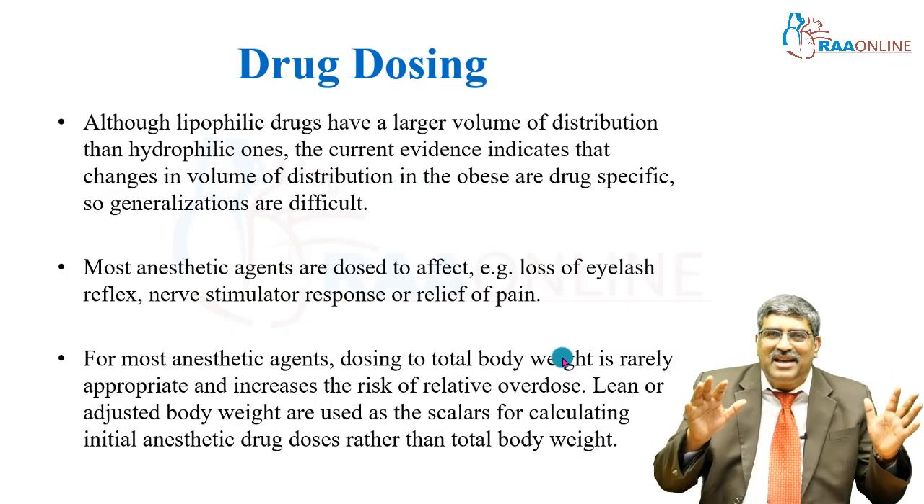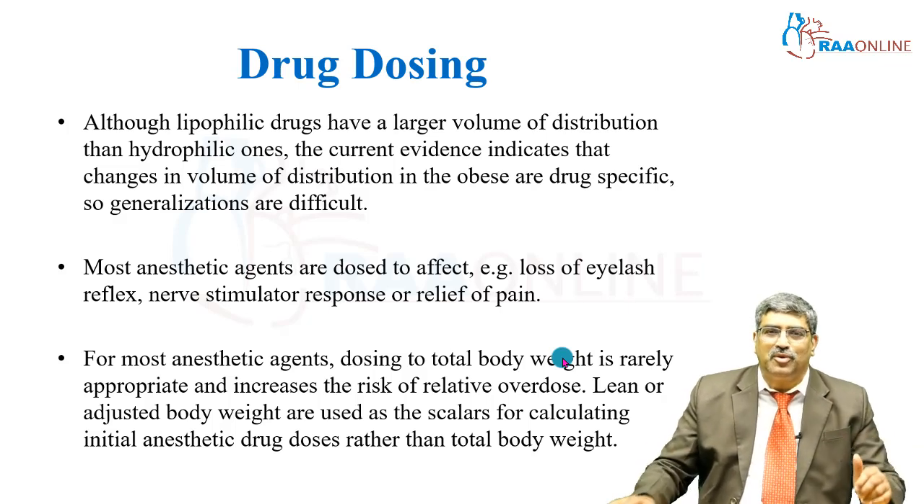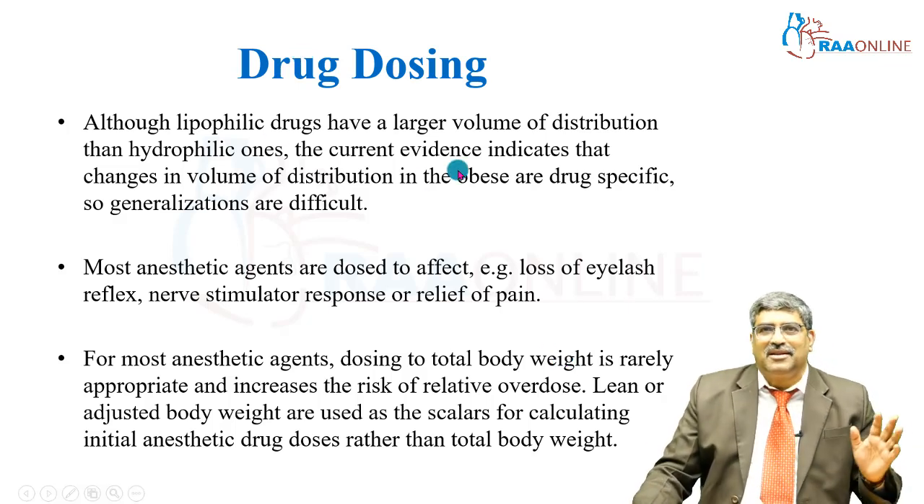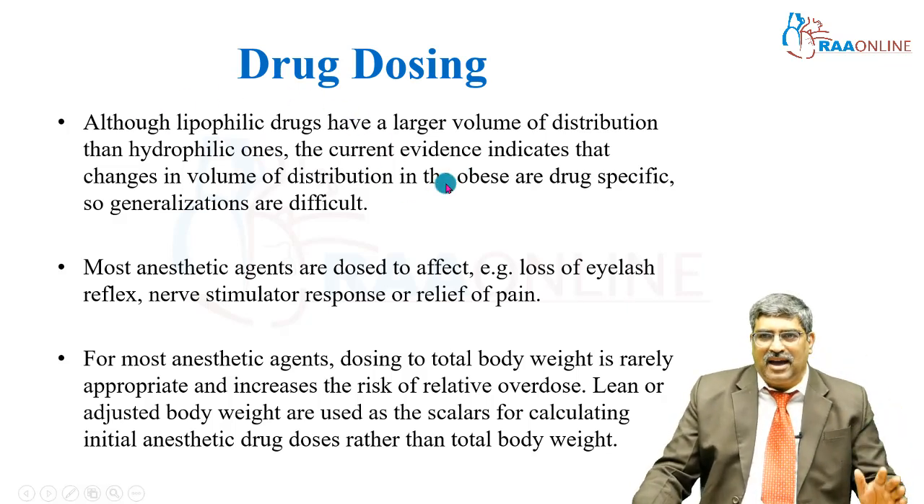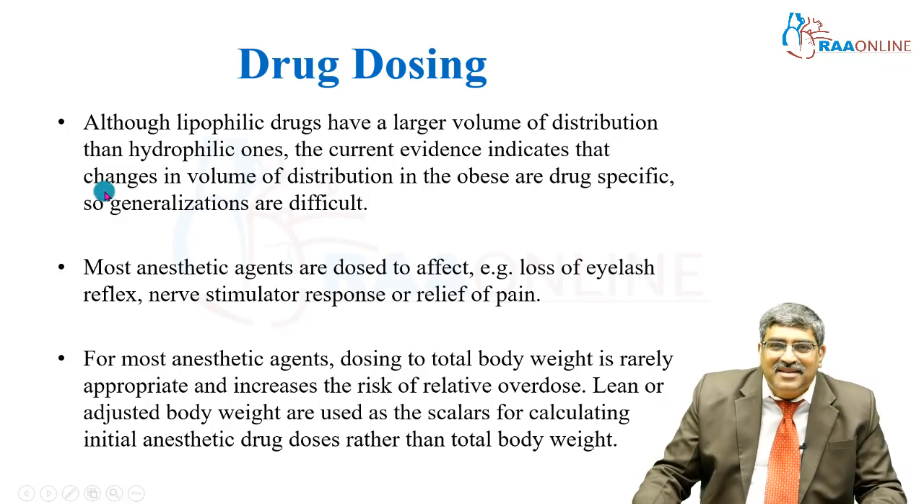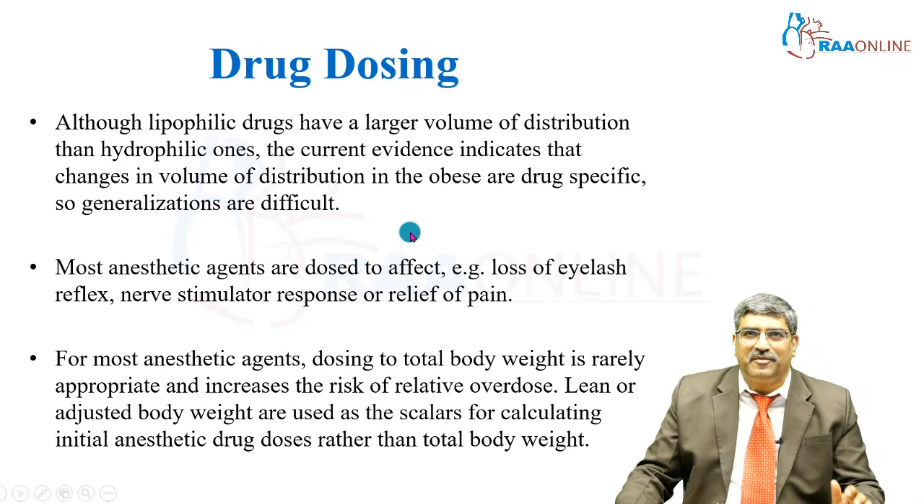So these various weight parameters we use for drug dosing. Why do you do that? Because here the obese patient is going to have a lot of fat cells. Although lipophilic drugs have a large volume of distribution, here the change in volume of distribution is more drug specific.